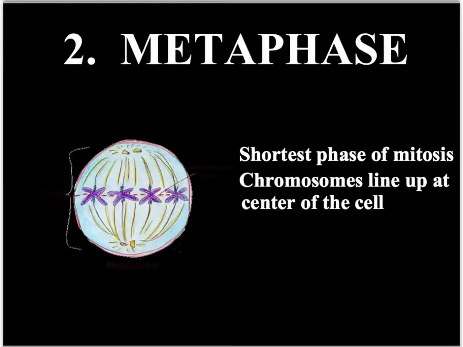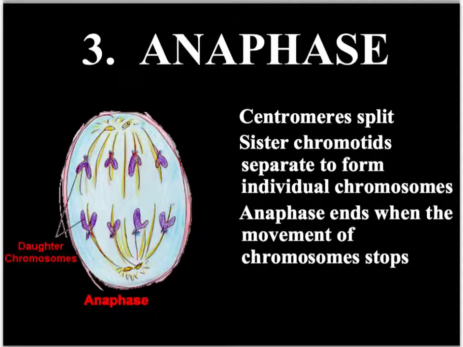Then we go on to metaphase. This is a short phase where chromosomes line up across the middle of a cell. So metaphase, think middle. So far we've had prophase, then metaphase. Anaphase, this is when sister chromatids split apart. So the 2 sides of the X kind of turn into 2 different V's, and they start to move towards opposite ends of the cell.